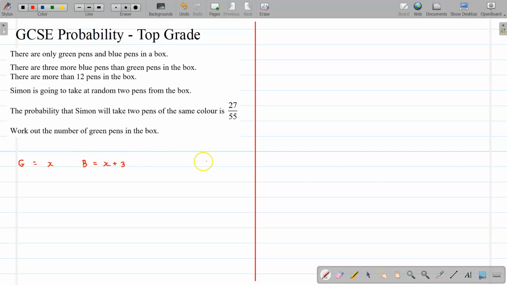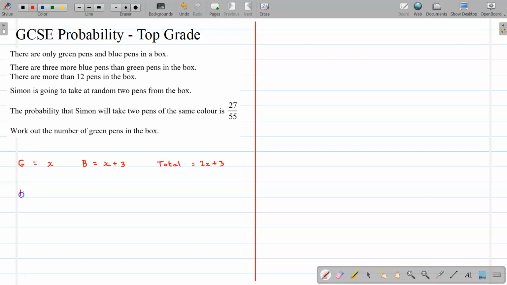And if we know that there's only green and blue pens in the box, we can say with confidence that the total number of pens in the box must be those 2 added together, which is going to be 2x plus 3. Okay, 2x plus 3. That's the total number of pens in the box. Okay, so what do we know then? We know that the probability that Simon will take 2 pens of the same colour is that. And there's 2 ways that can happen. Okay, so we can say that he can either get 2 greens or 2 blues.